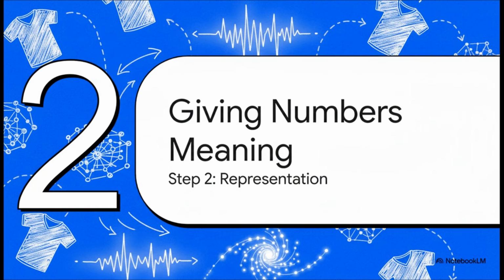Okay, so we've diced up our sentence into a list of tokens, and we've given each one a number. But right now, they're just labels, kind of like jersey numbers on a football team. Number 12 isn't inherently better than number 87. It's just an ID. So the next big puzzle is, how do we make these numbers actually represent meaning?